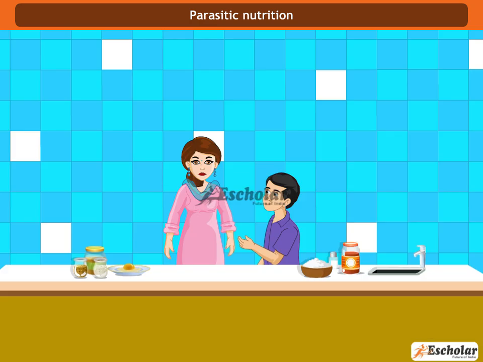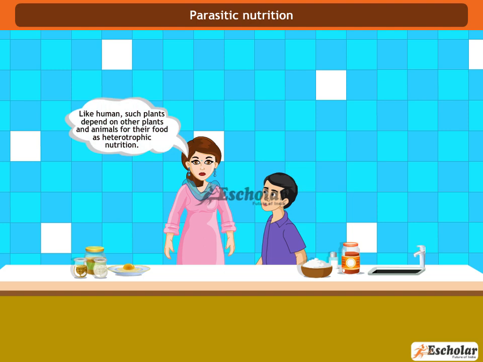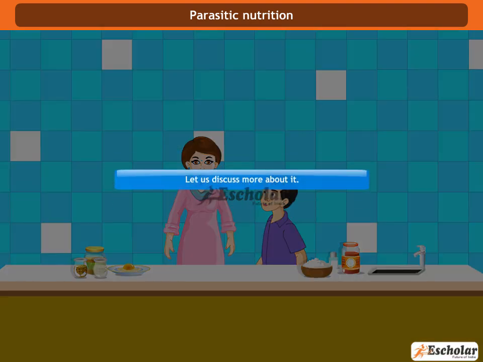Parasitic nutrition. Dear, do you know there are some plants which do not have chlorophyll? I never heard about this, but it's really amazing. So how do they get their nutrition? Like humans, such plants depend on other plants and animals for their food as heterotrophic nutrition. Let us discuss more about it.